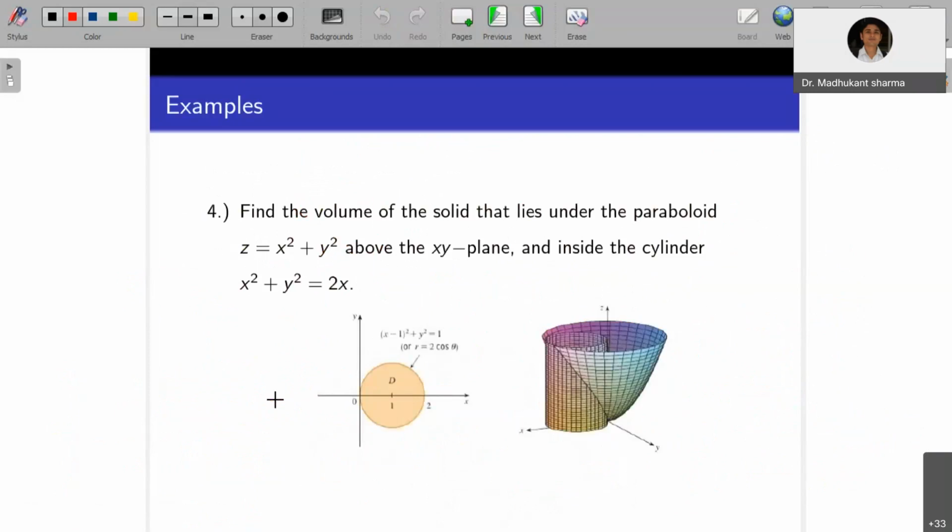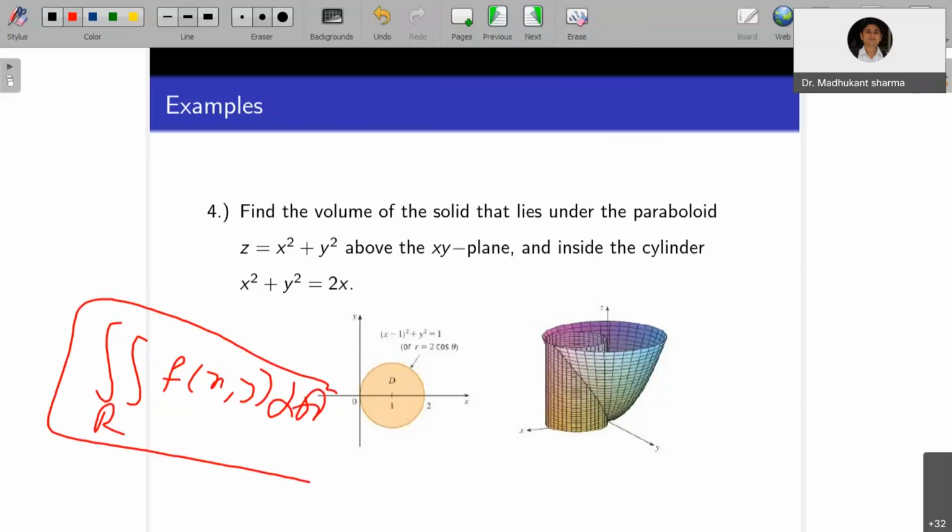Now, let's take one more example. Find the volume of the solid that lies under the paraboloid z equals x square plus y square, above the xy plane, and inside the cylinder x square plus y square equals 2x. Above the xy plane means this is always positive. So the volume is the double integral over R of f of x comma y times dA. That will give you the volume formula.